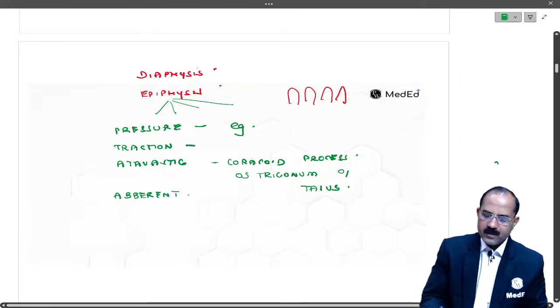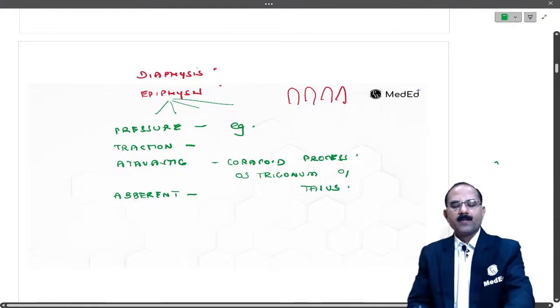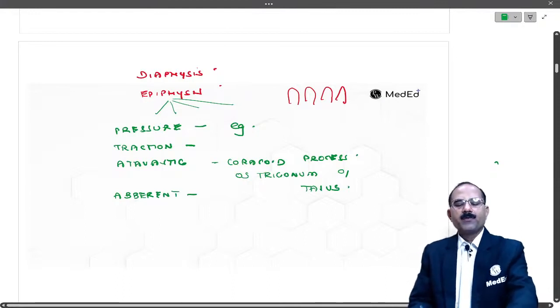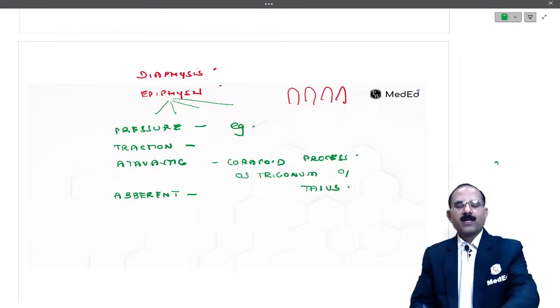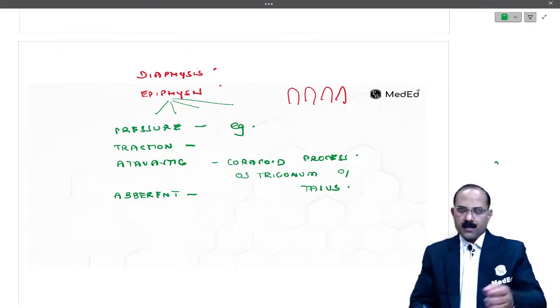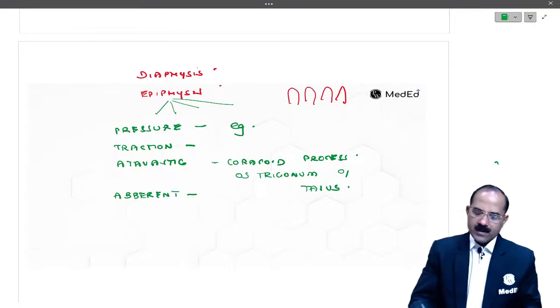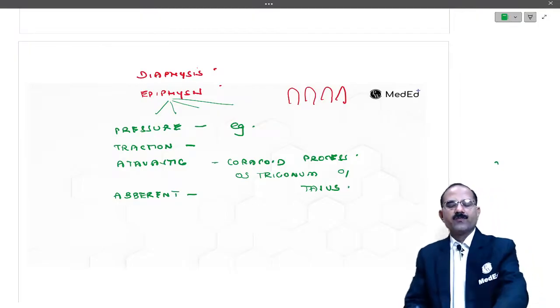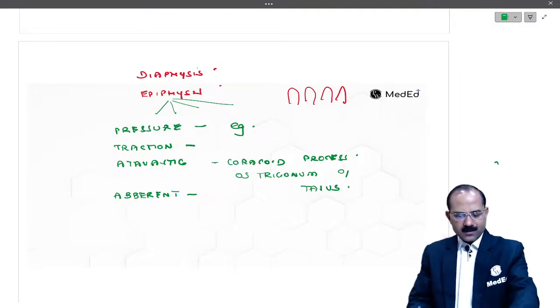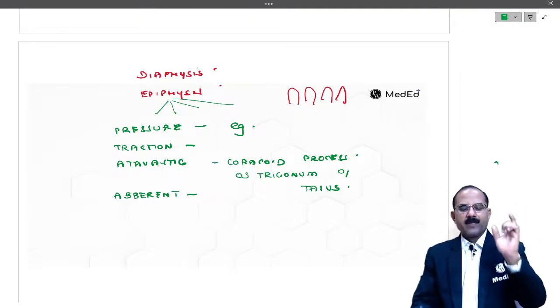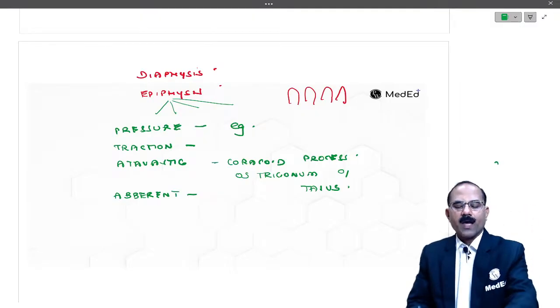Aberrant epiphysis. Can anyone tell me an example of aberrant epiphysis, children? Anyone? It's an extra epiphysis, meaning an additional epiphysis. Example is the proximal end of the first metacarpal bone. Sorry, I can't see the comments. Proximal end of the first metacarpal bone. It is an example of aberrant epiphysis. Take it clear, all of you.